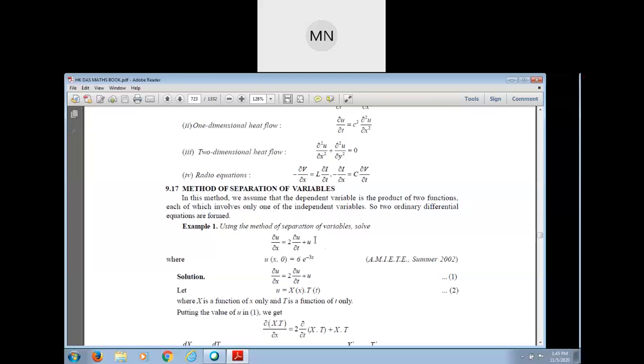Here there is a condition given, like u of x, 0. X is the independent variable and t is considered as 0, and the value of this is 6 e to the power minus 9. Now can you tell me the independent variable of this equation? Independent variable of this equation is what? U.